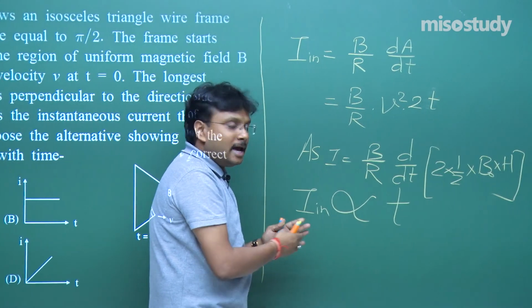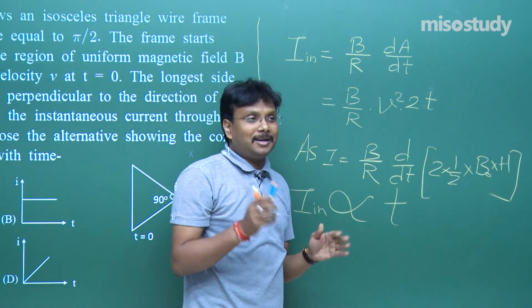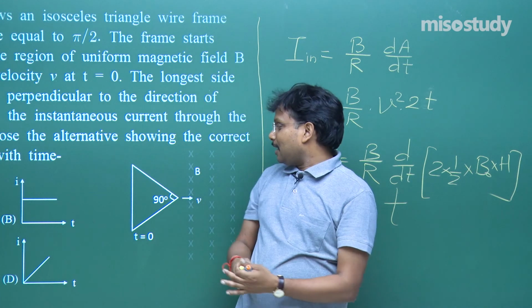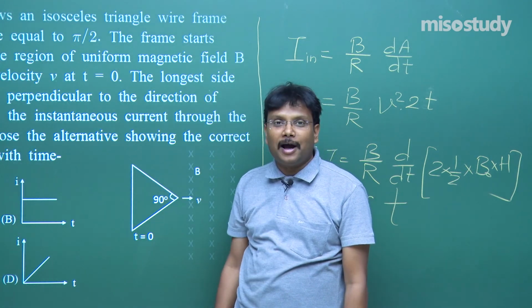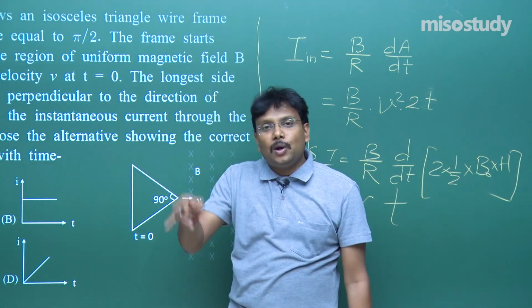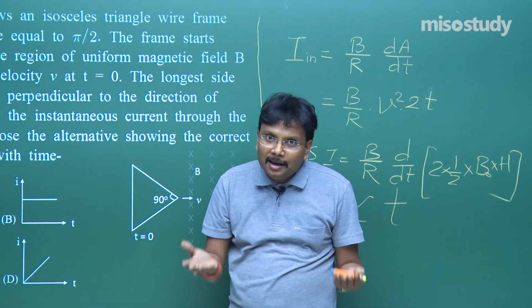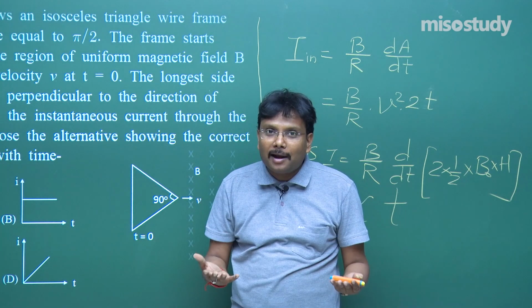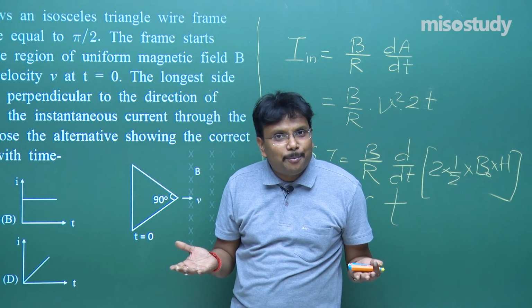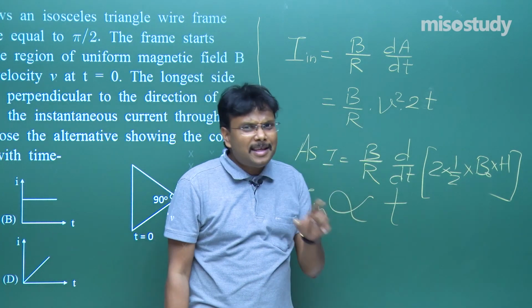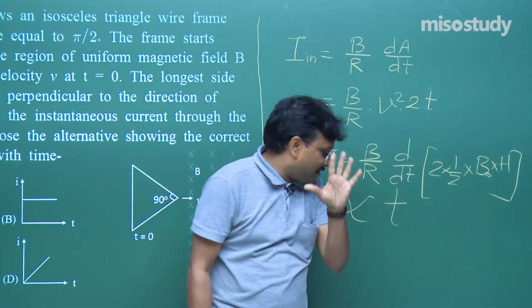Not at all. Here the only important aspect is, if rather than this triangular shape wire, I introduced a circular wire, rectangular wire, square, calculating area is simple. Here area calculation is slightly tricky, that is it, fine.